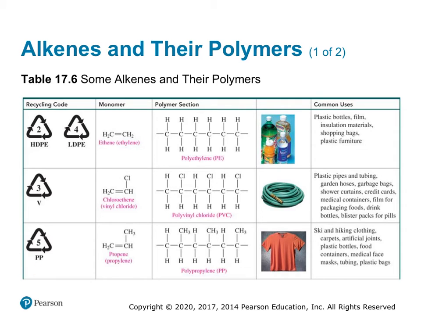There's polypropylene. So propylene is propene, a 3 carbon molecule. So that's propene. So then here we have 1, 2, 3. That's our monomer. There's our monomer. There's our monomer. So polypropylene is used in skiing and hiking clothing, the dry fit type of clothing, carpets, plastic bottles, food containers, plastic tubing, some plastic bags, those kinds of things.